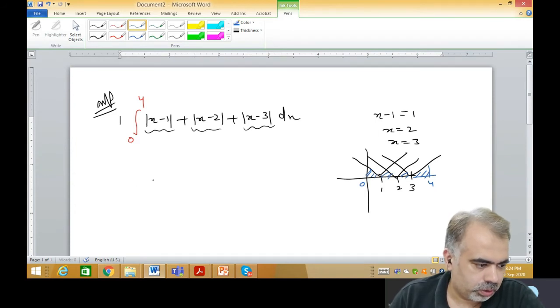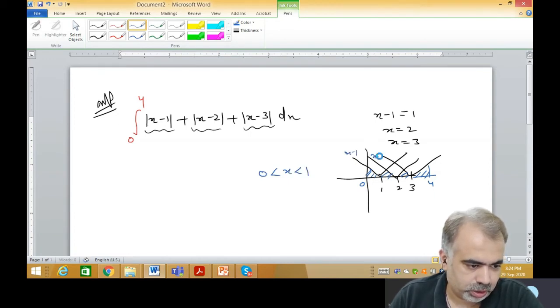Okay, so very easy. This is very easy. What you have to do for 0 to 1, if I am talking about 0 to 1: this is the first graph, x minus 1 basically. This is the second graph, x minus 2. This is the third graph, x minus 3.